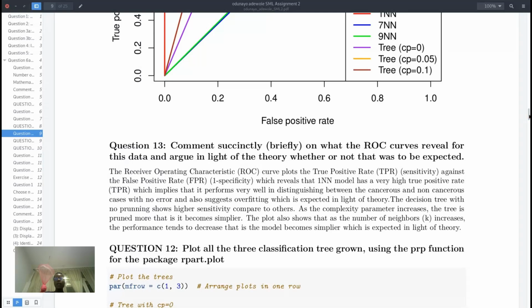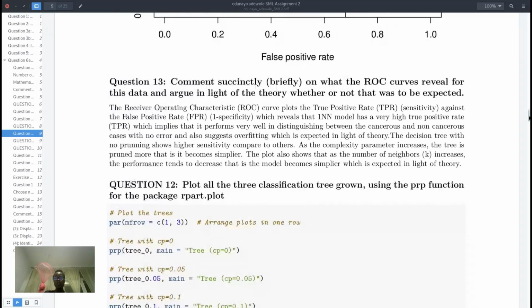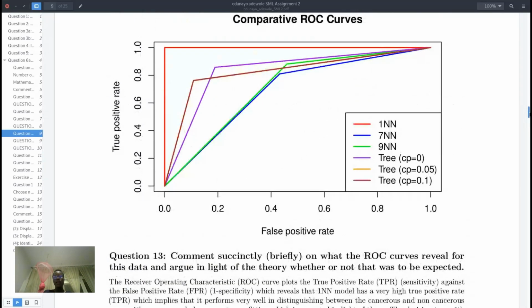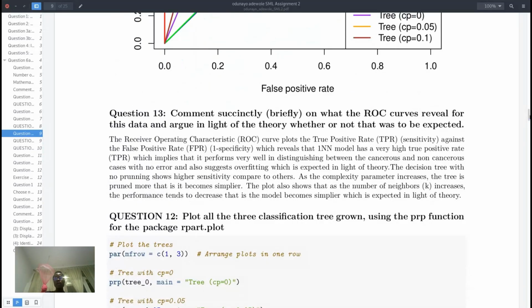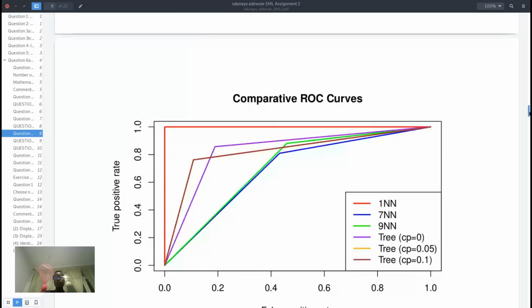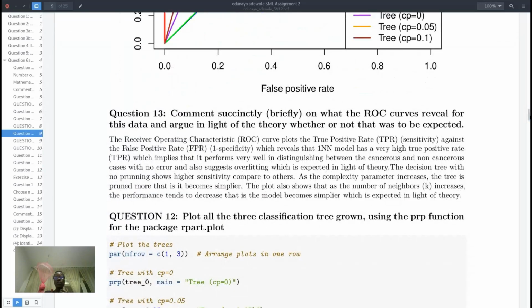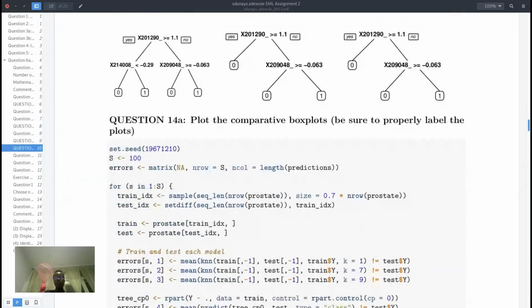And you can see that the 1NN model actually has a very high true positive rate despite the low false positive rate. That means it actually performed very well in distinguishing between cancer and non-cancer with no error, which is expected according to theory. But this actually suggests overfitting, and it is not good for generalization. But 7NN and 9NN happen to have a moderate true positive rate, and this suggests a biased model.